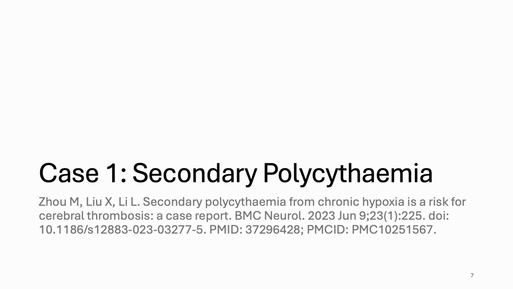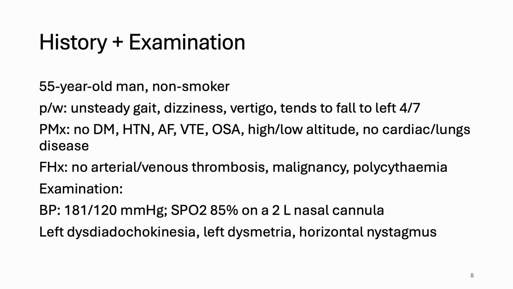Case 1 will be on the secondary polycythemia, and it is a case by Cho and colleague. The authors describe a 55-year-old man who is a non-smoker, presented with 4-day history of unsteady gait, dizziness, vertigo, tends to fall towards the left. In the past medical history, patient has no diabetes mellitus, hypertension, atrial fibrillations, history of venous thromboembolism, obstructive sleep apnea, or residing in high or low altitude, and there's no heart and lung disease.